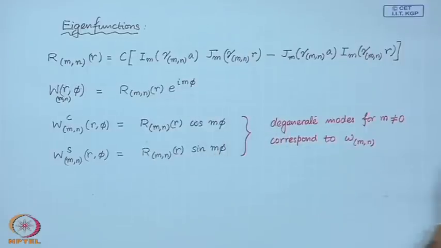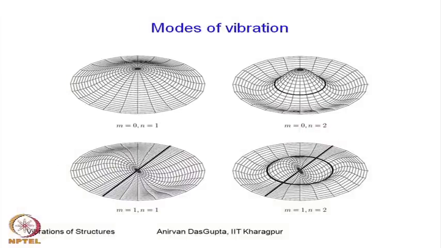So, let us now look at these modes of vibration of a clamped circular plate. So, this is the first mode. So, m equals 0 in this case. So, this is axisymmetric, and similarly this is axisymmetric. This is the fundamental, the first mode.